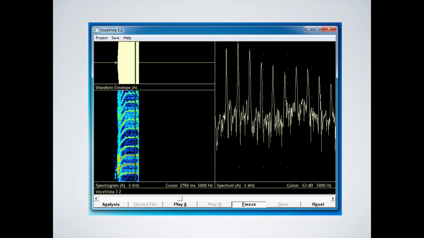Now, looking at this in VoceVista, we can see this second harmonic is standing taller than the other harmonics, which means it's louder. That's how it's measured in VoceVista, which means that there is a formant there at or close to the value of this harmonic, so that the acoustic space has been configured in such a way that this harmonic here is the one that's going to get the boost. And that's how we know that there's a formant there.